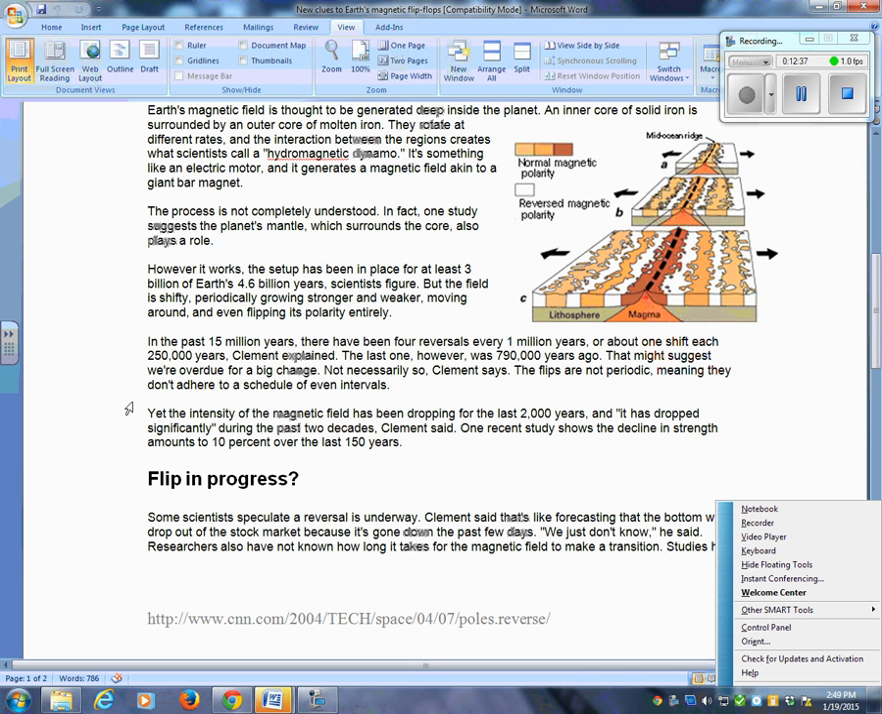The intensity of the magnetic field has been dropping for the last 2,000 years. And it has dropped significantly during the past 2 decades. And in fact, this article is 10 years old, and it's likely dropped even more since. The Earth's magnetic field is, and here's the nerd in me coming out, 5.0 times 10 to the minus 5 Teslas. Just one of those random numbers that I have memorized. Tesla is the unit of magnetic field strength.